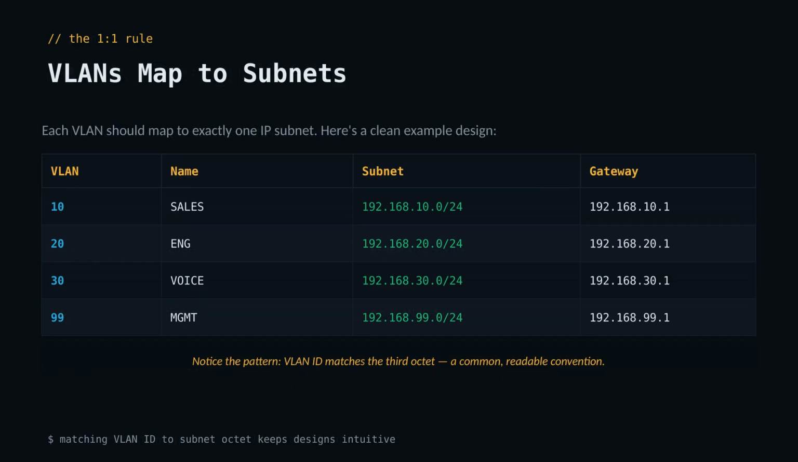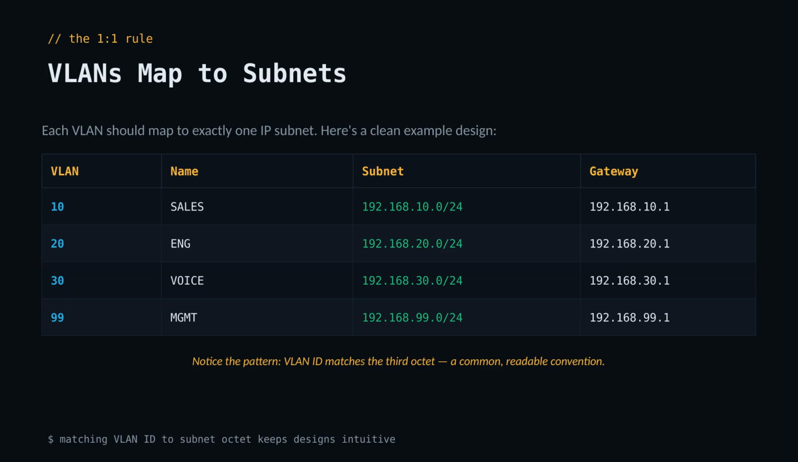Let's see that one-to-one rule in action. Sales sits on VLAN 10 with a 192.168.10.0/24 subnet. Engineering on VLAN 20 uses 192.168.20.0/24, voice on 30 takes the 192.168.30.0 network, and management on 99 lives in 192.168.99.0/24. And notice a trick.